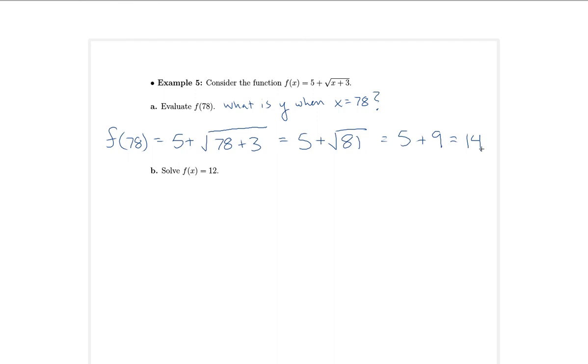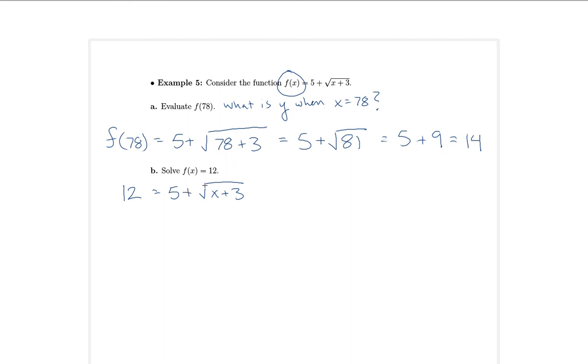In part B, it asks us to solve f of x equals 12. So we're going to place 12 in the spot of f of x and set it equal to the expression from our function. Now at this point, you've got this square root function, and then you have 5 plus that.